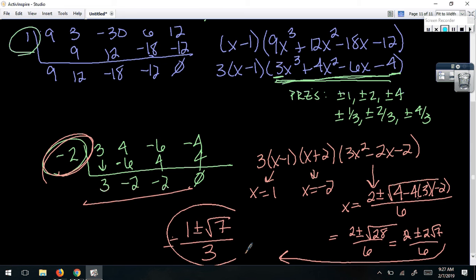There's 2 solutions, 3 solutions, 4 solutions. Did I start with a power of 4? Yes.